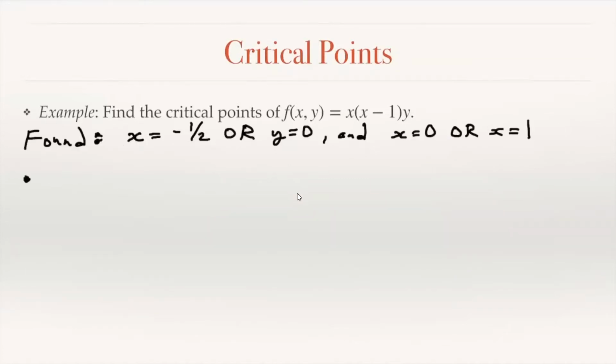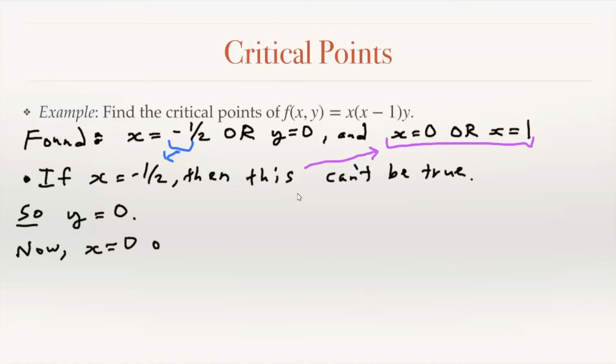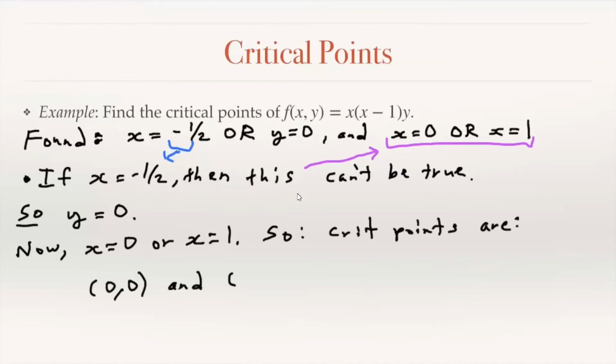And how do we progress from here to finding all pairs? Well, we can do an analysis. If x is 1/2, then the second equation can't possibly be true. So that means that it must be the case that y is 0 from the first part. And now x equals 0, or x equals 1. So in total, we have that our possible critical points are (0, 0) and (1, 0).